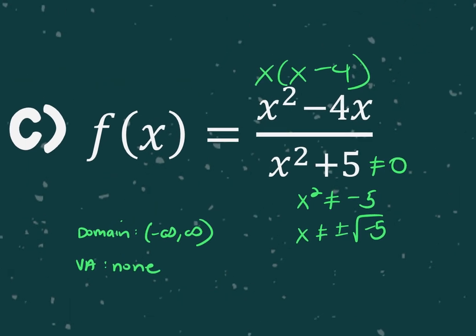Then for the zeros, you set your numerator equal to 0. We're going to split and solve here, and I get 2 zeros, 1 at 0 and 1 at 4. What would have been your horizontal asymptote? Y equals 1. Questions on that one?